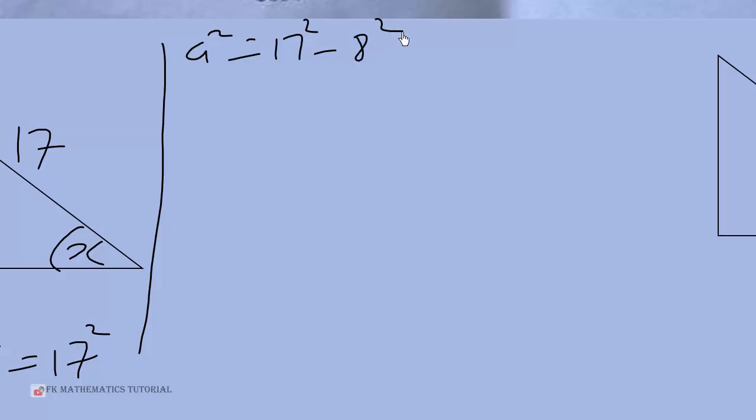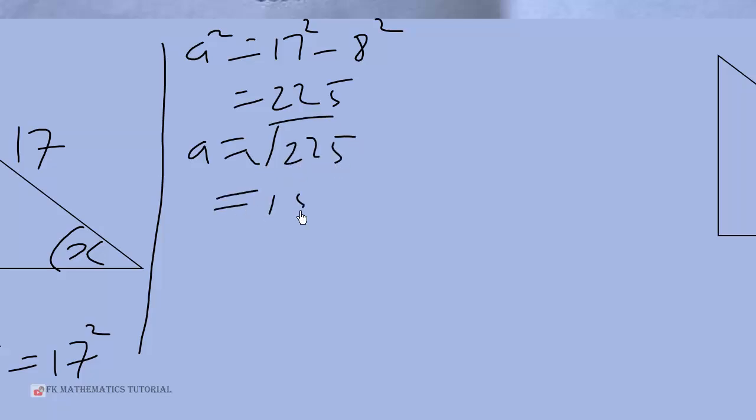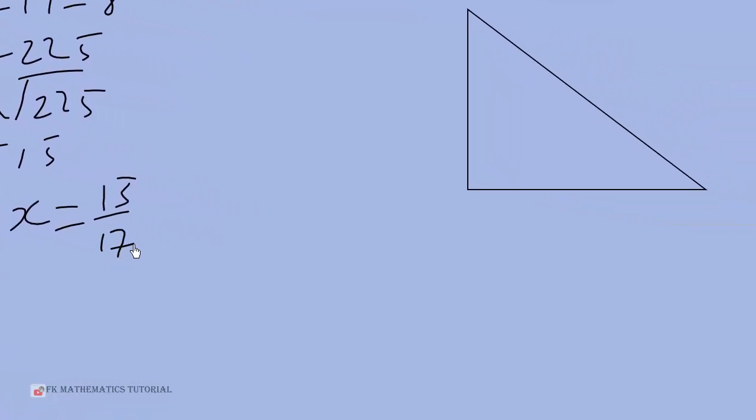And that will give us 17 squared minus 8 squared is 225. So it will be equal to the positive square root of 225, which is 15. So this side is 15. So from here we can find cos x. Cos x will be adjacent over hypotenuse, which is 15 over 17.